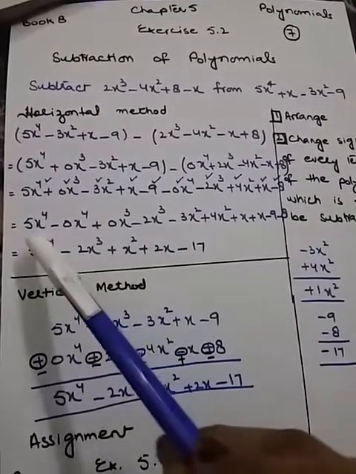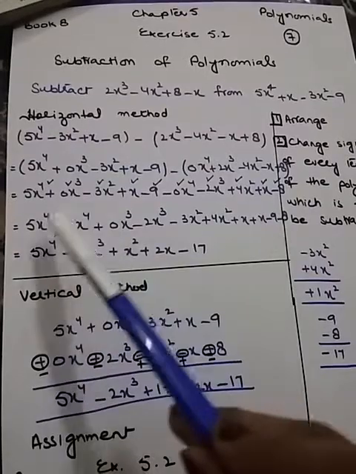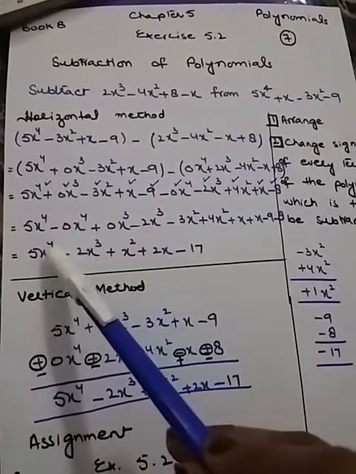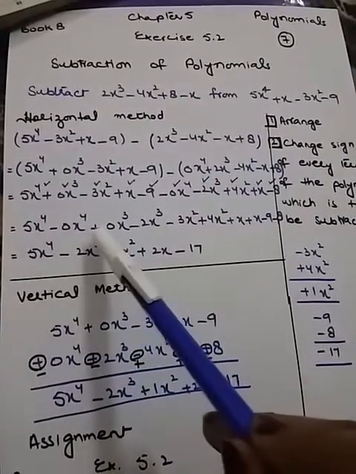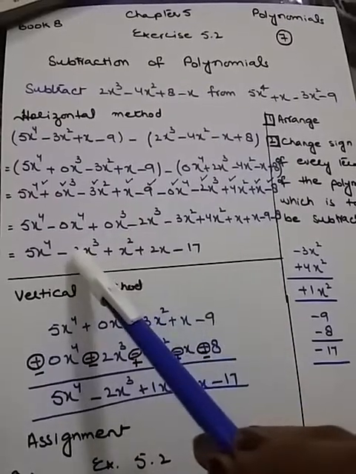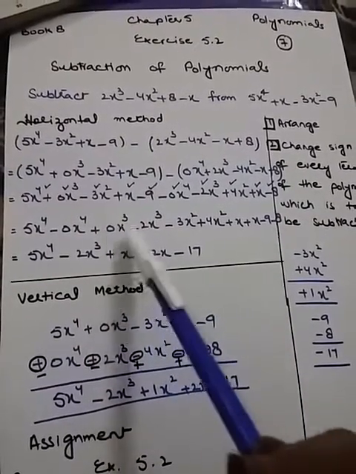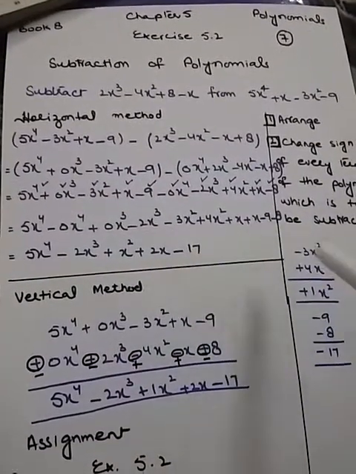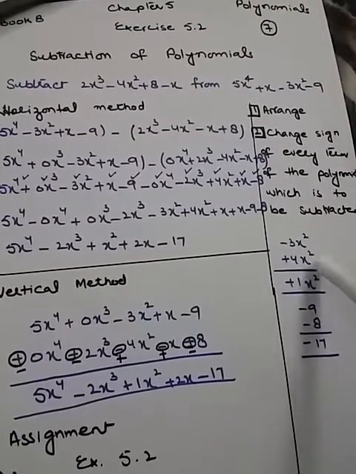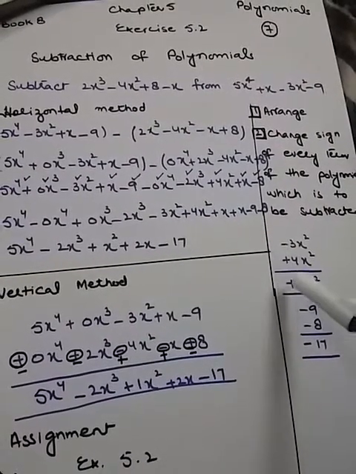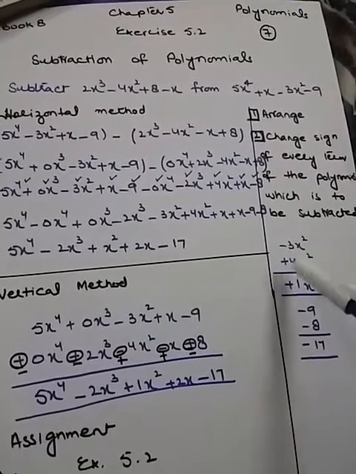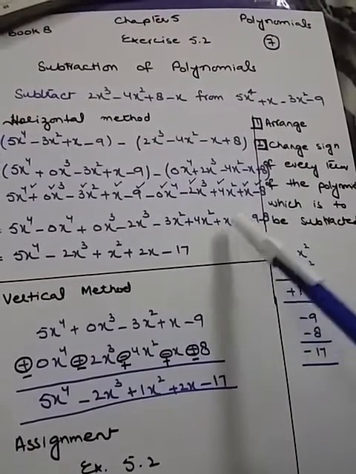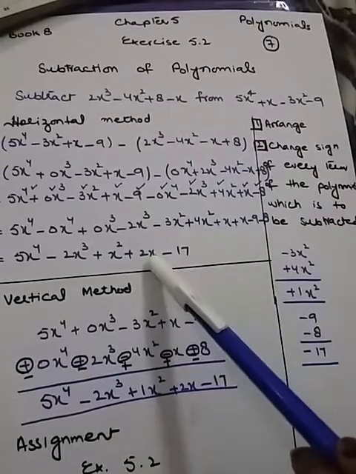Now it's time to simplify your answer, 5x^4 minus 0x^4. Now we are going to subtract only coefficients. Variables will come as it is. 5 minus 0 is 5. Plus 0 minus 2 gives you minus 2, because this 0 means nothing. So this term will come as it is. Minus 3x^2 plus 4x^2: minus plus minus, but the sign of the bigger number will come. Okay. So 4 minus 3 is 1. x^2 will come as it is. 1x plus 1x gives you 2x.